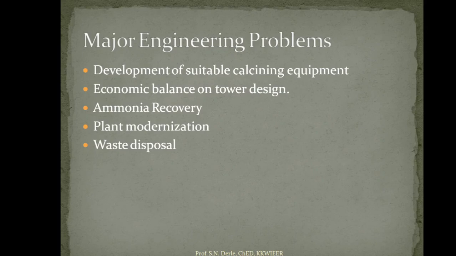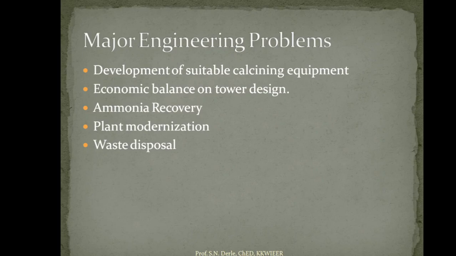The next one is the economic balance on the tower design. While designing the tower, the economy of the process must be considered. As we increase the tower diameter, NaCl loss will reduce, but tower cost increases. Similarly, we increase CO2 pressure in the carbonating tower to increase the solubility, but pumping cost also goes on increasing along with it. So while designing the tower, economic balance has to be maintained.